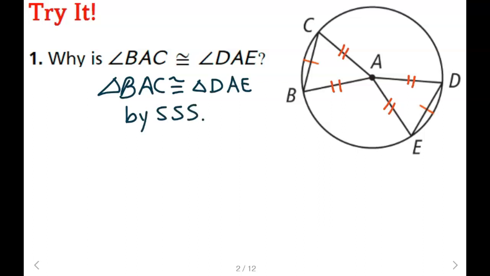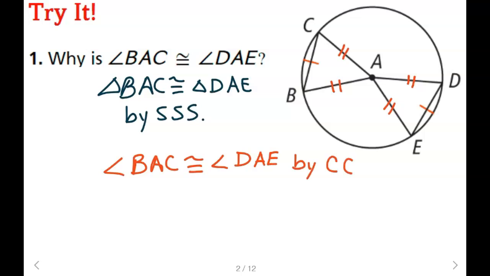If those triangles are congruent, then the corresponding parts are congruent. So angle BAC is congruent to angle DAE by CPCTC. Corresponding parts of congruent triangles are congruent.